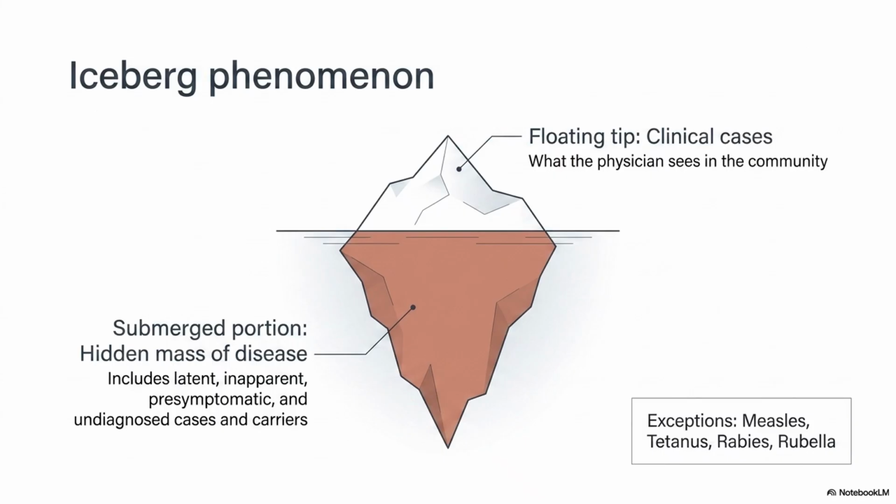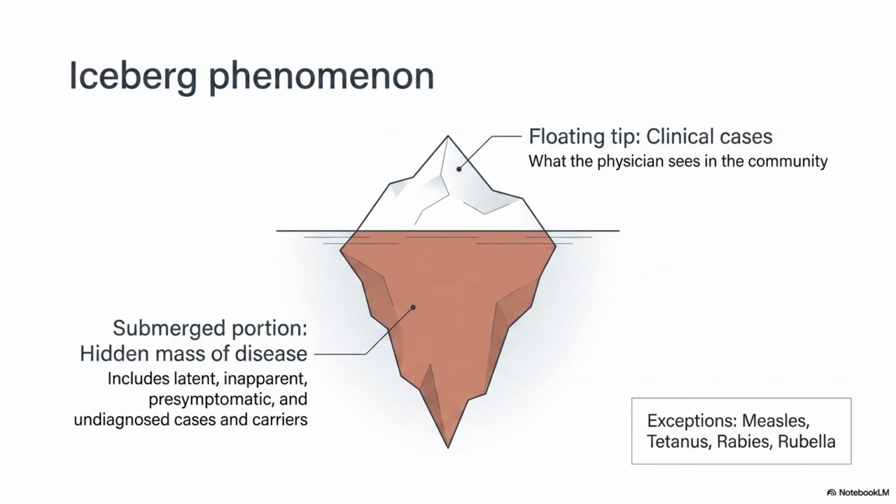But we are more concerned with the submerged portion of this iceberg. Like an iceberg, it is below the waterline and it is not visible to the outside. So in the disease in the community also, some cases like latent cases, inapparent cases, pre-symptomatic, undiagnosed cases, and carriers, as they are not feeling the signs and symptoms, or only feeling mild symptoms, will not go to a physician and will not get checked up. So this is the submerged portion.